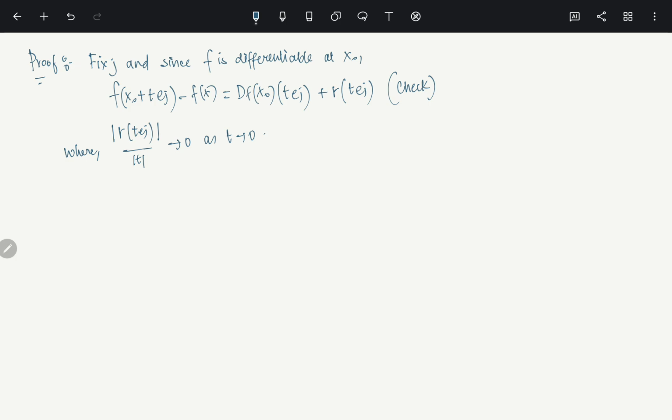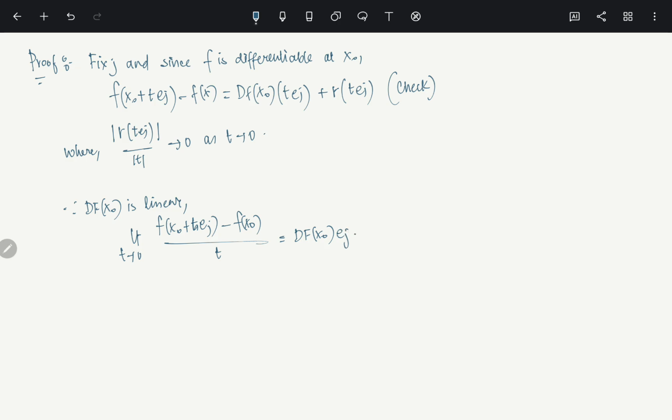Now you see, since df x0 is linear, this is nothing but t times df x0 acting at ej. So essentially I can write it as the limit as t tends to 0 of f of x0 plus t ej minus f of x0, divided by t, and this equals df x0 acting at ej.